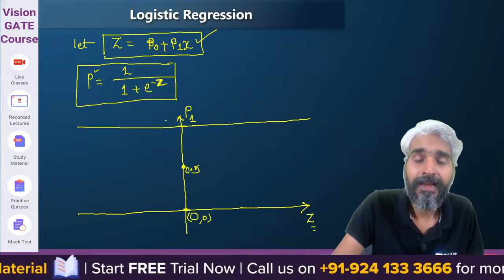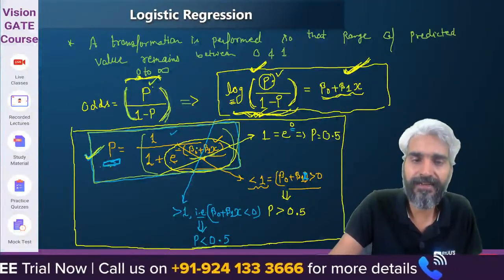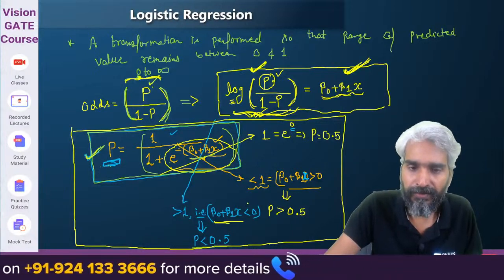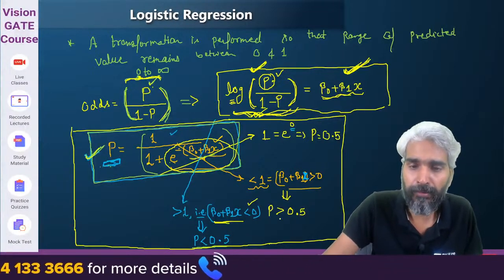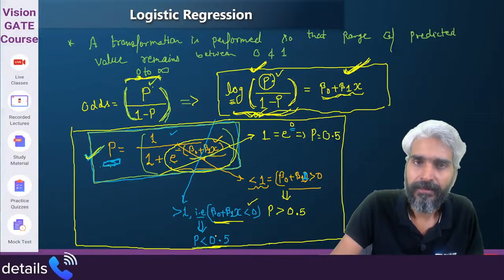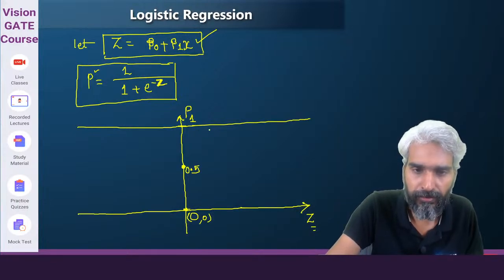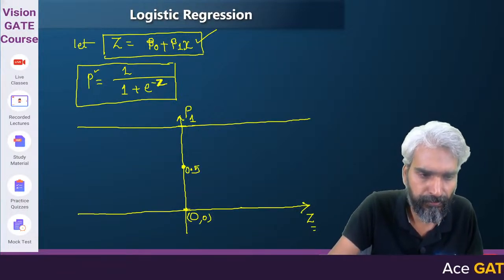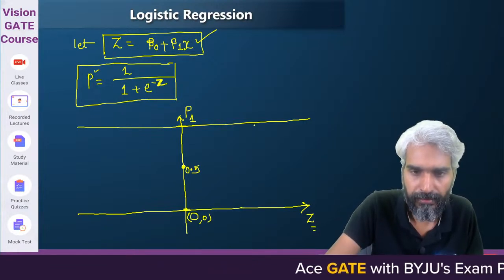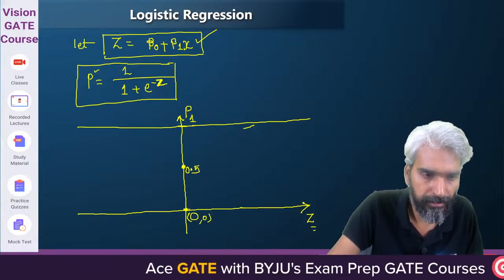Got the idea? I have already defined that when the value of z is negative, the probability will be less than 0.5. And when the value of z is greater than 0, then the probability will be greater than 0.5.